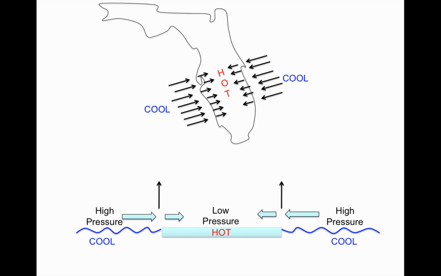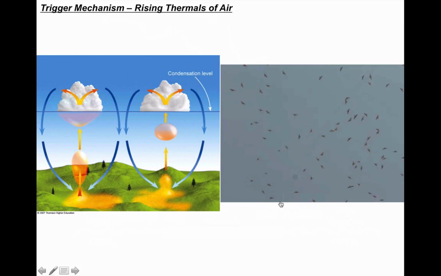And as air rises, it expands, cools, and you get condensation. And that condensation makes these huge thunderstorms. So that's why they often form right there on the edge. Now, the last one I'm going to talk about is rising thermals of air.